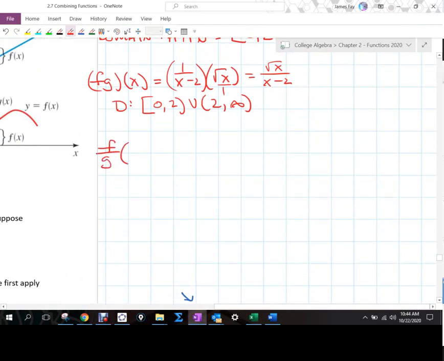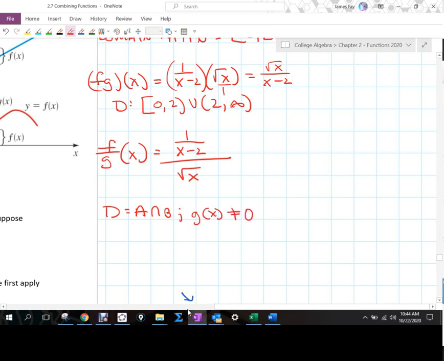F divided by g of x should look like, so f was 1 over x minus 2, right? And g was radical x. The domain of this, so it's division, the domain is still A intersect B. However, we have the added feature that your bottom function, in this case g of x, cannot be 0. Okay, so A intersect B was still 0 to 2, union 2 to infinity.